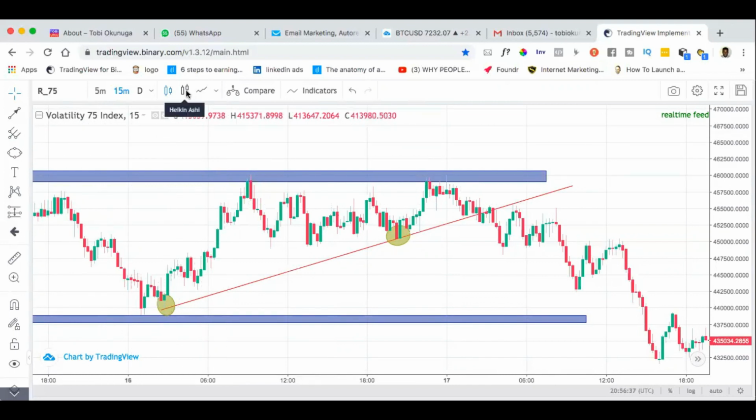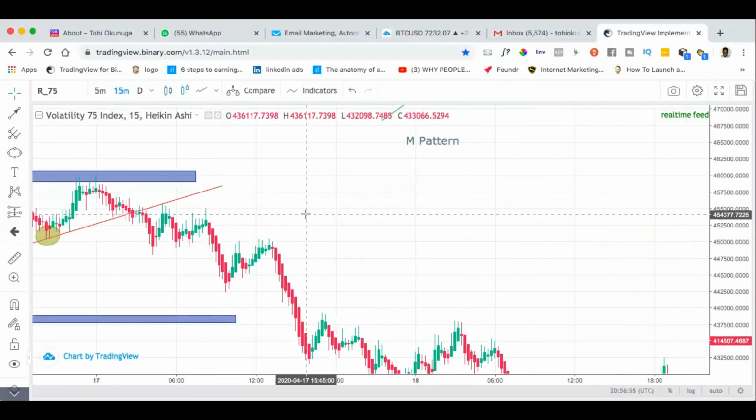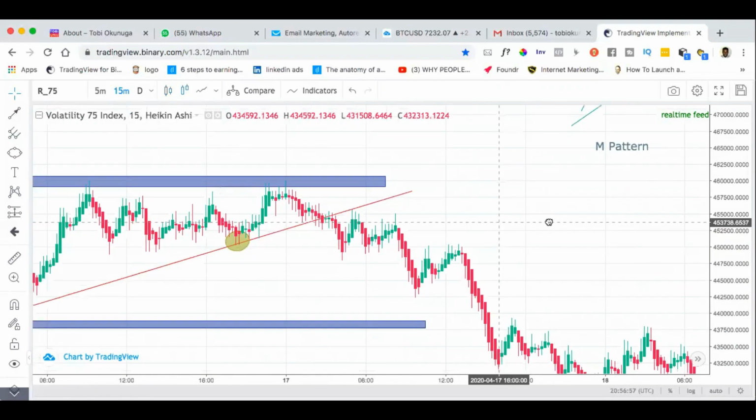Something else that you can do is to use Heikin Ashi candles. If you are confused about an M or W pattern, change the candlestick representation from your normal Japanese candlesticks to Heikin Ashi. How can you do that? You come here and you change to Heikin Ashi candlesticks. That gives you a good representation of the market.